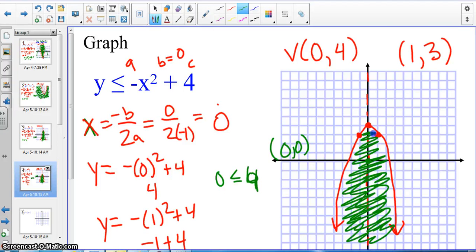So there's a quick little video on how to graph quadratic inequalities.